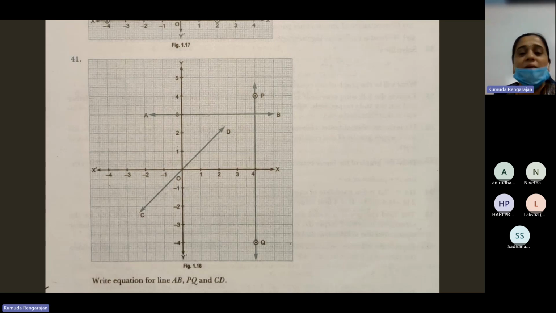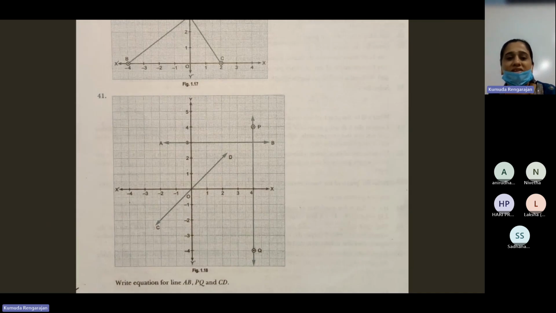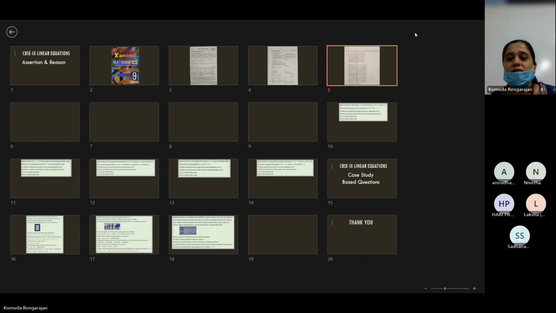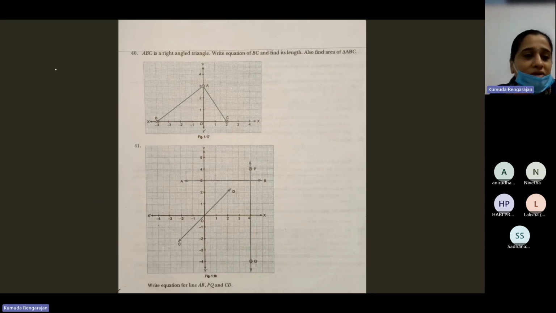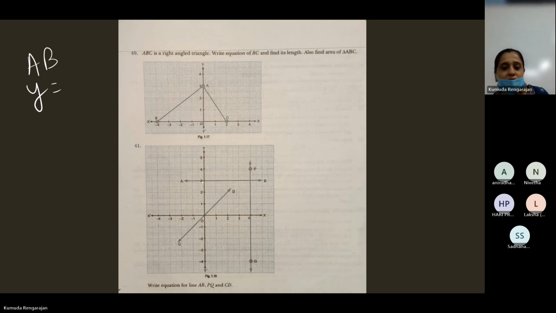AB, children. It's parallel to the... I just need to explain it, so I'll only tell the answer. You check if you've got it. Now talking about AB, it's parallel to the x-axis. So it will be y is equal to a number. And it is above the x-axis, so it will be a positive number. And what should be that positive number? 3. Because here, see here, this is 3. This is the equation of AB.